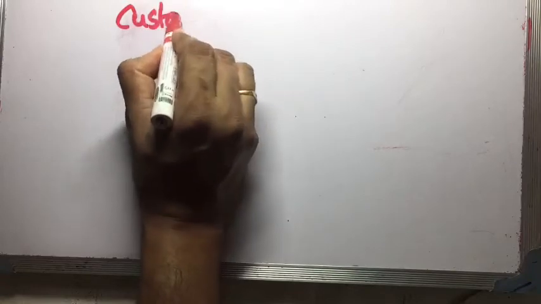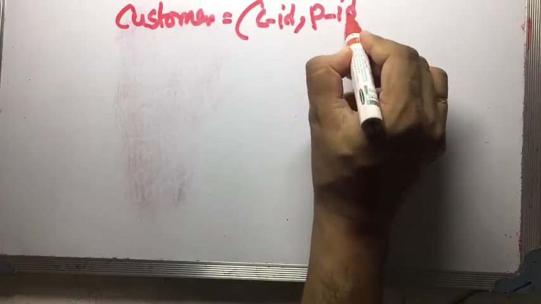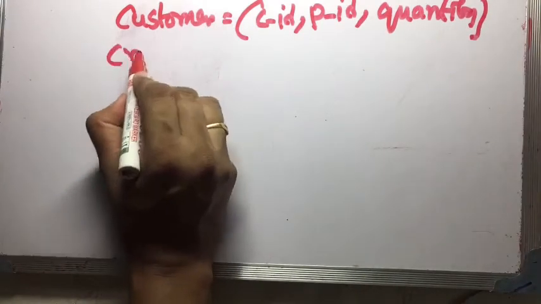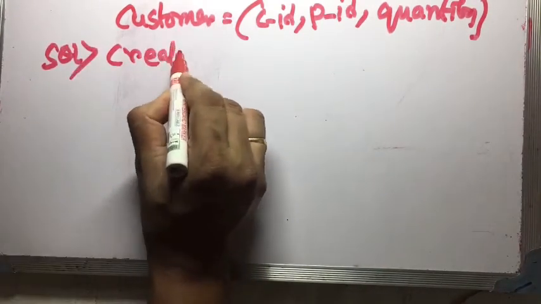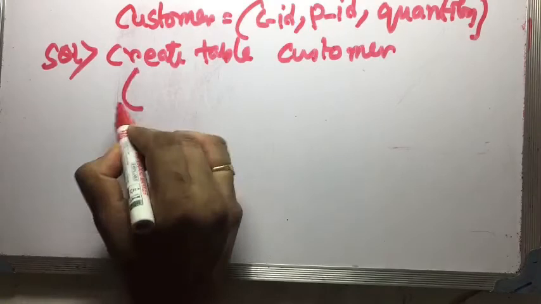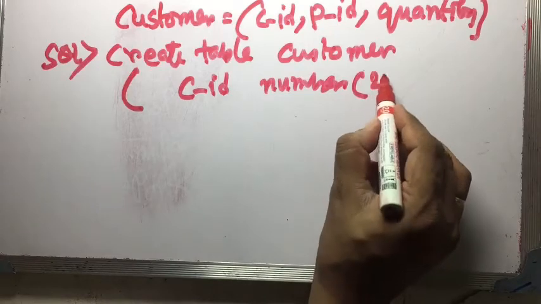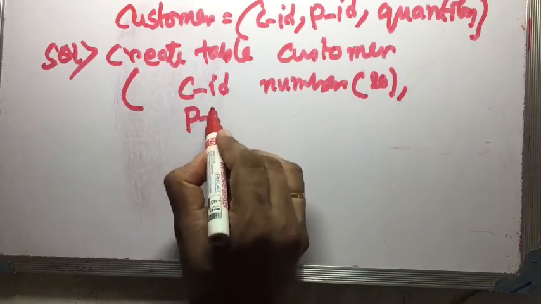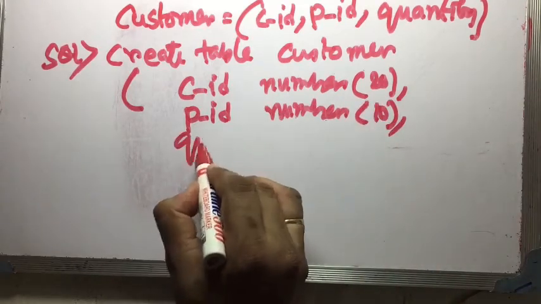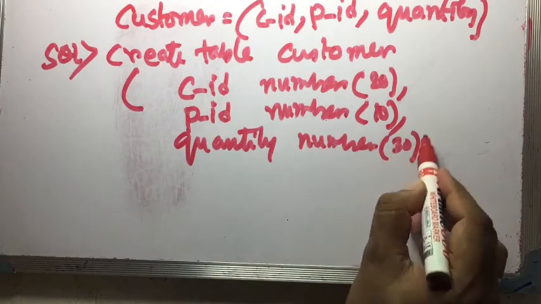Suppose the name of the table is customer, with customer ID, product ID, and quantity. Suppose these are the attributes of the customer table. Create table, SQL command, create table customer, and the attributes are CID, number, suppose its size is 20. Here product ID is also a number, size is suppose 10. Quantity is also a number, suppose 30.